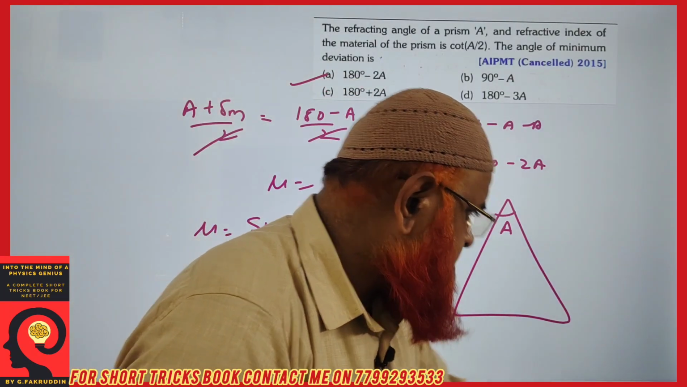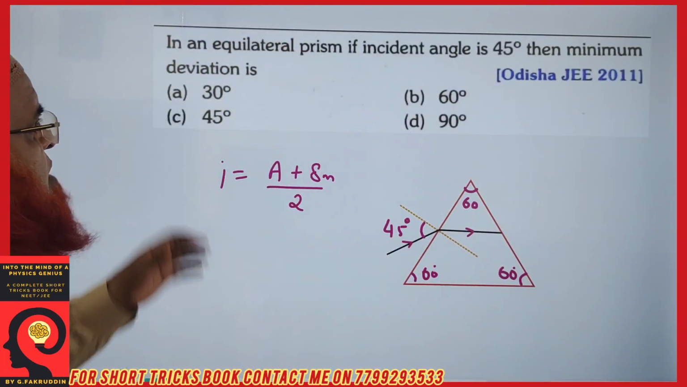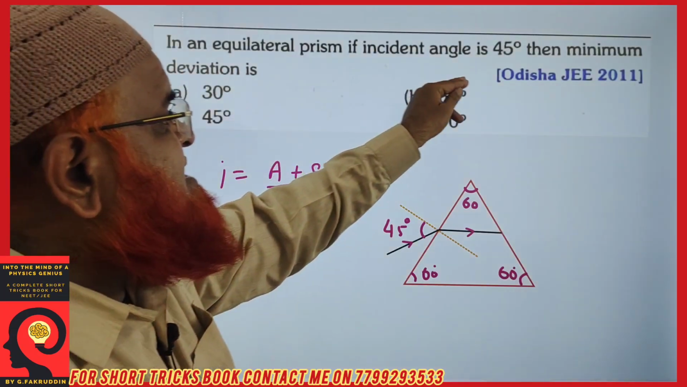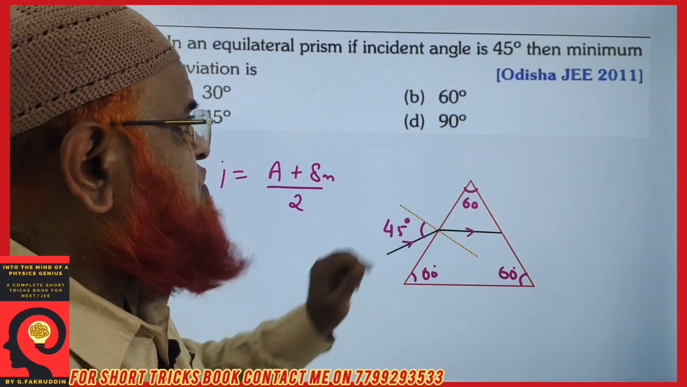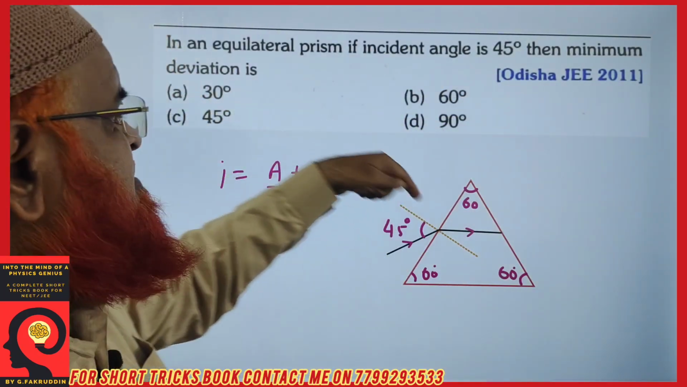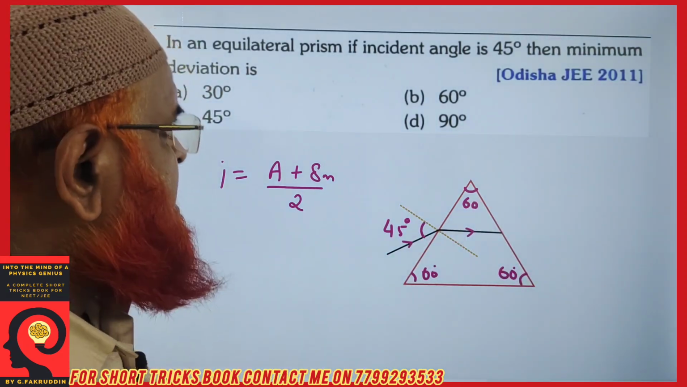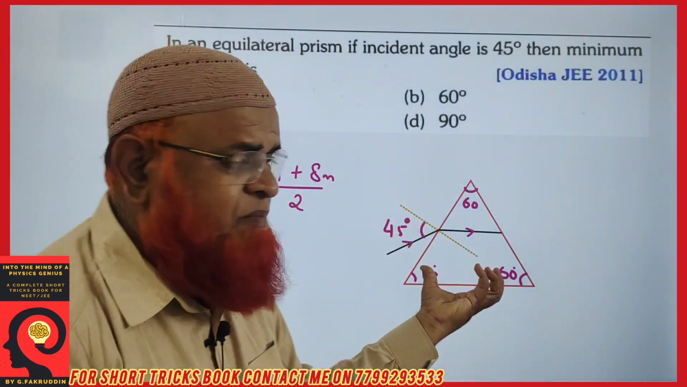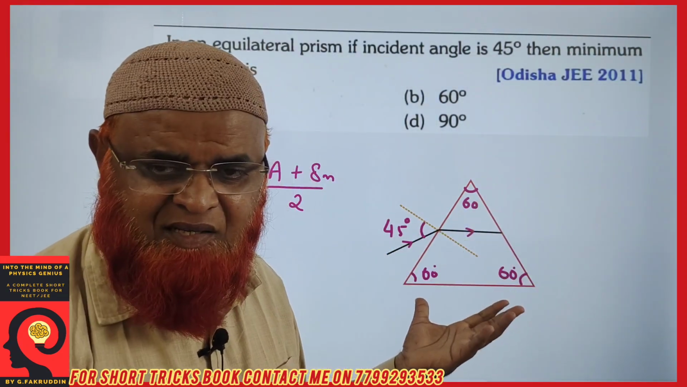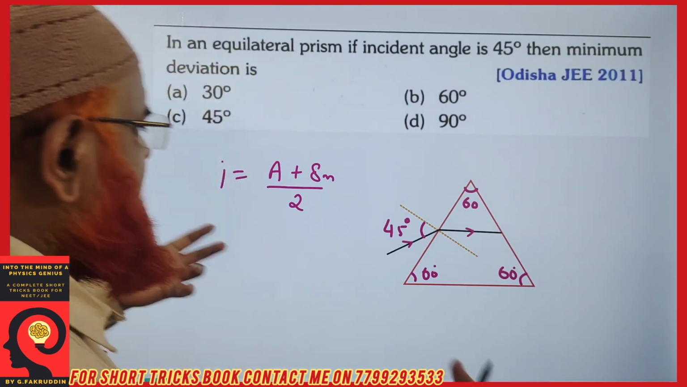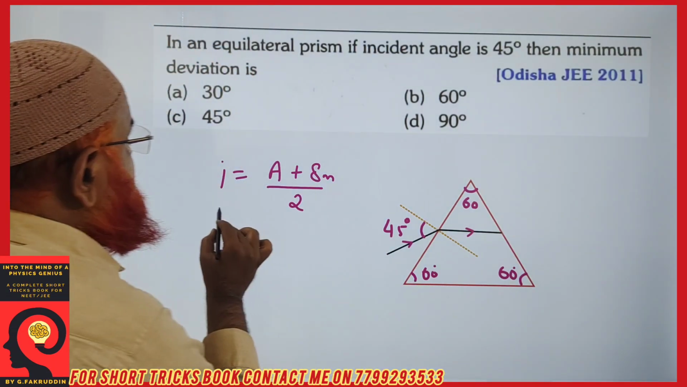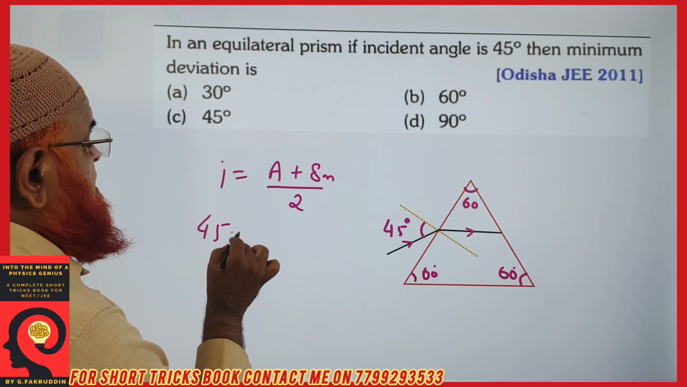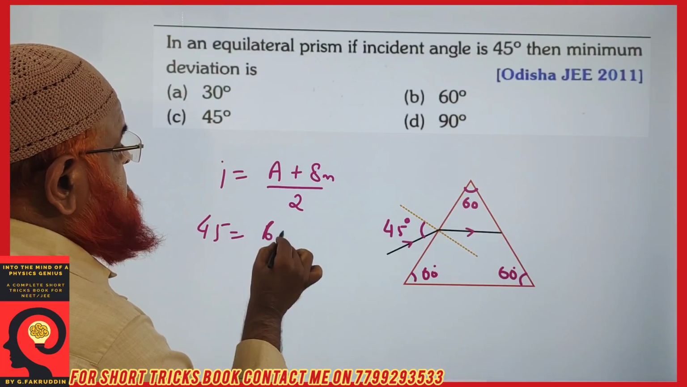Let us go for the next problem. In an equilateral prism, the incident angle is 45 degrees. Then how much is the minimum deviation? An equilateral prism means a prism having all angles 60 degrees, equal angles. Now this is 45, and A is 60.